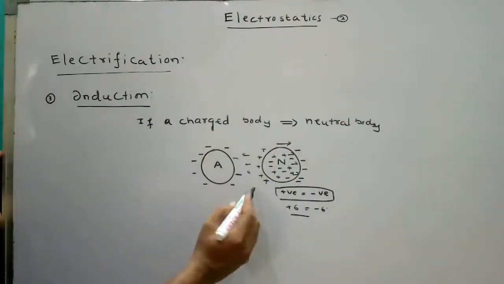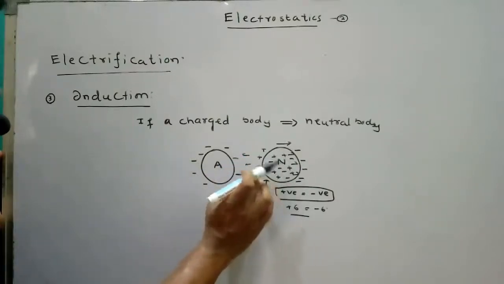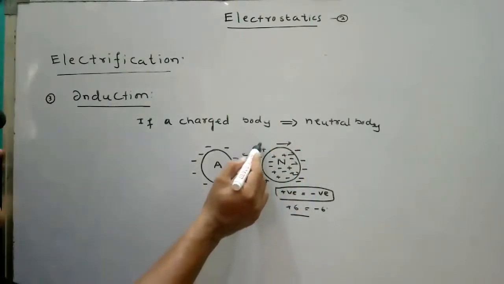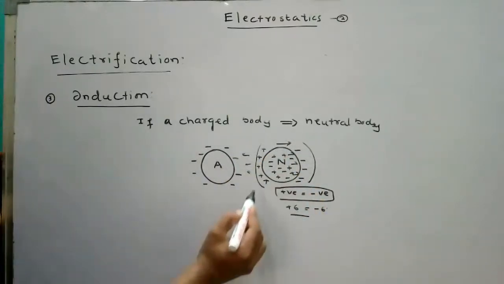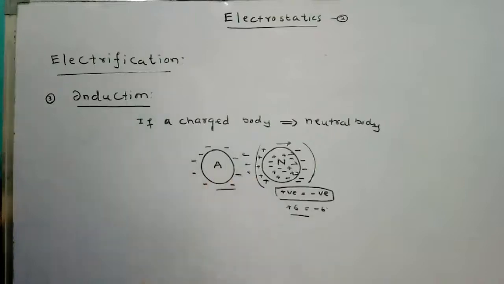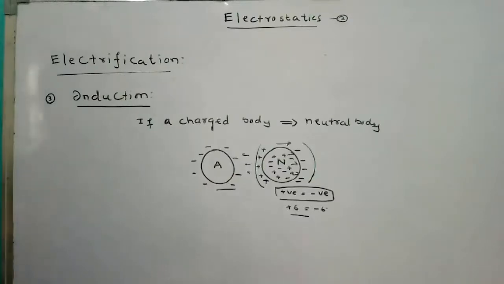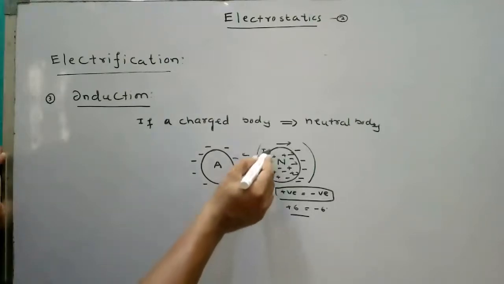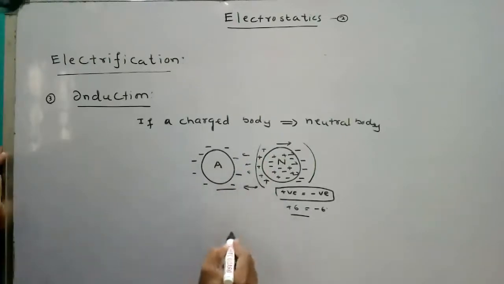So in the induction process, the charged body attracts the nearer side and repels the opposite side. What is happening here? The body gets one side positive charge and the other side negative charge. Here it is positive charge, and that means here it is negative charge. This is the induction process. This is the negatively charged body, and the positive charge is induced on the nearer side. So these both attract.